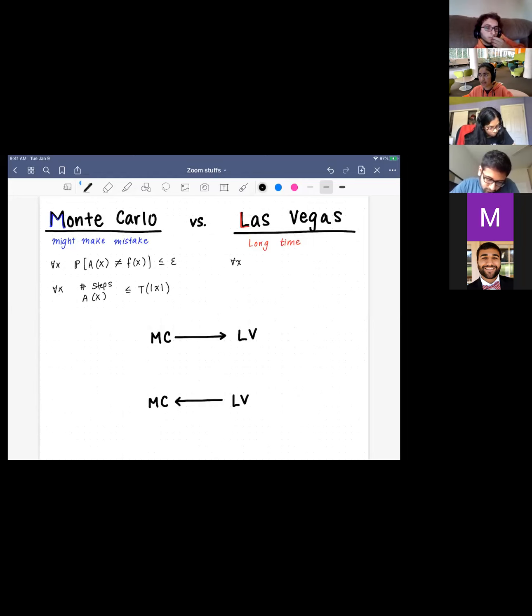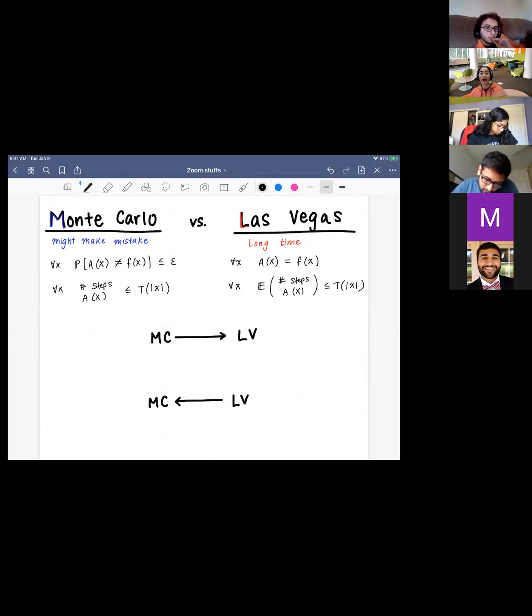And Las Vegas algorithms are kind of like the opposite: with probability 1, you know for sure that your algorithm is going to return the correct answer. And as for the runtime, we don't say it just takes an infinite amount of time. We do have some kind of bound, but it's only an expected bound. So you're kind of gambling with how much time it takes. So the expected number of steps that A of X takes is going to be less than or equal to some bound. So make sure you can recognize when an algorithm is one or the other, that you know the formal definitions and the way the quantifiers are ordered.